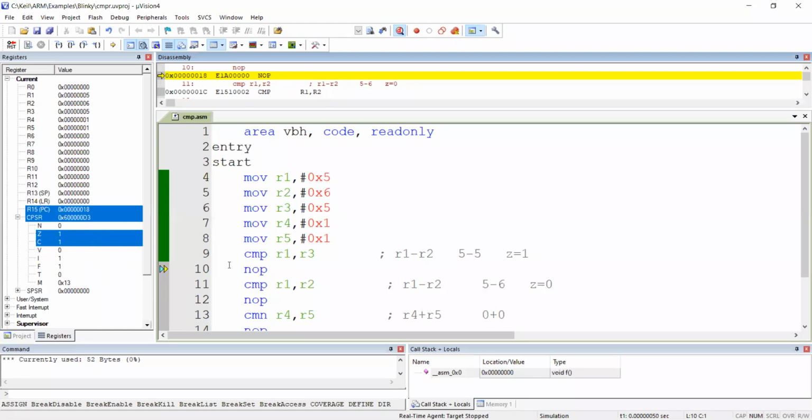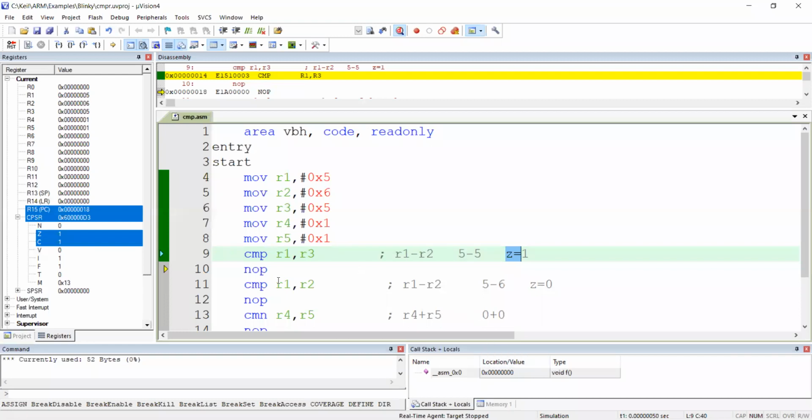Okay. So next, I will keep some no operation, meaning some empty. Next, again, I want to compare two different numbers. See, what was the condition earlier? If two numbers which you have compared are the same, Z will be 1. So we have compared 5 and 5, and we got the correct answer for Z.